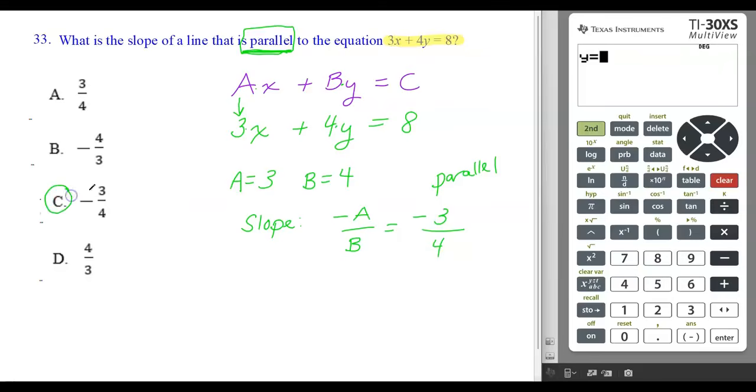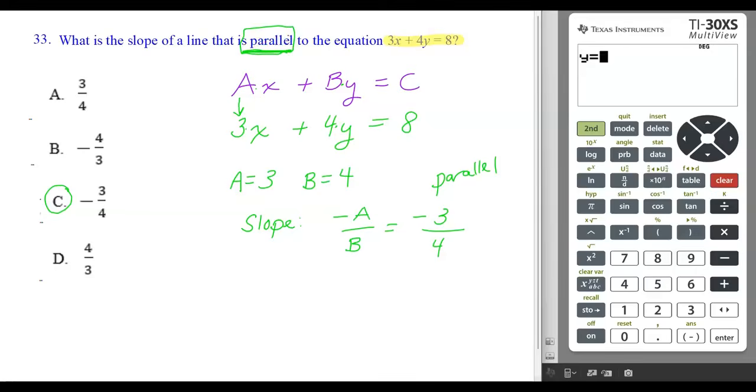Real quick, another teaching point. This question might be worded a little differently on the GED test. You might not even see the word parallel. It might just say something like this. It might say, what is the slope of a line that has the equation 3x plus 4y equals 4? You might not even see the word parallel. If that's the case, you do it the same way. Your answer would still be negative 3/4.